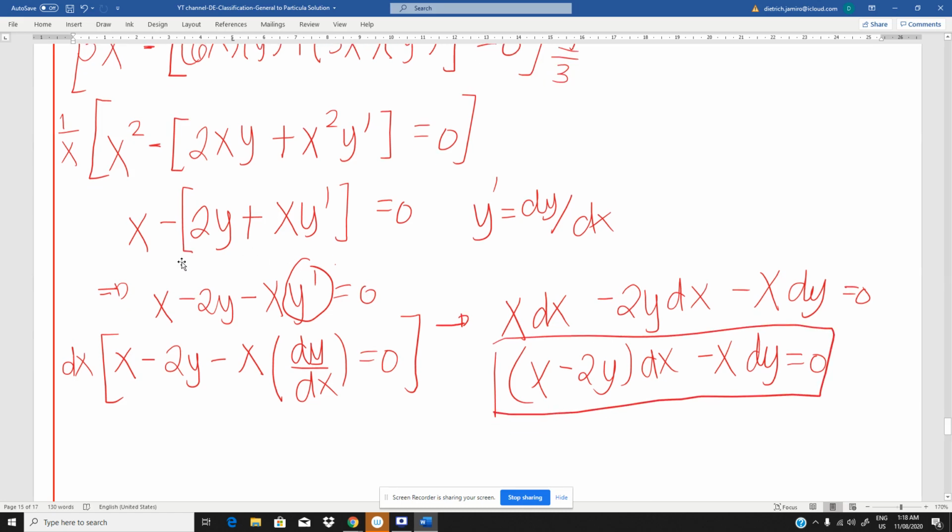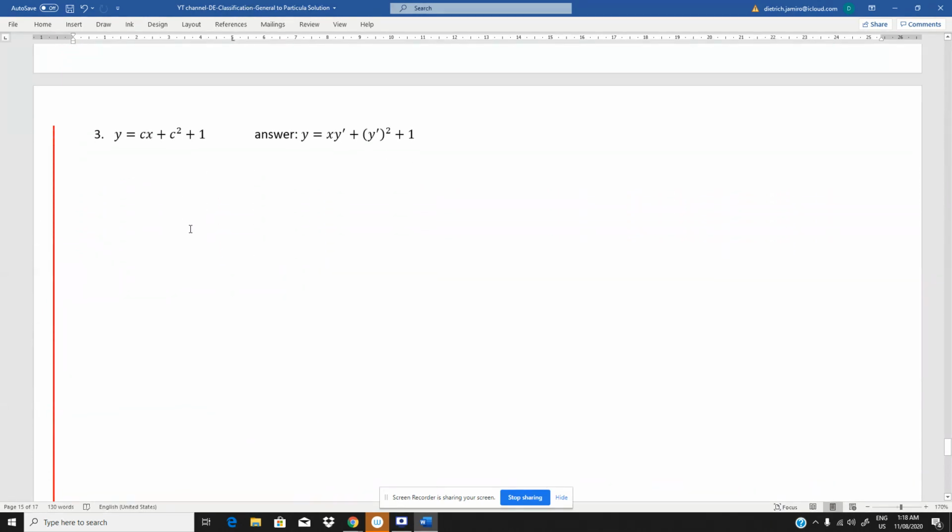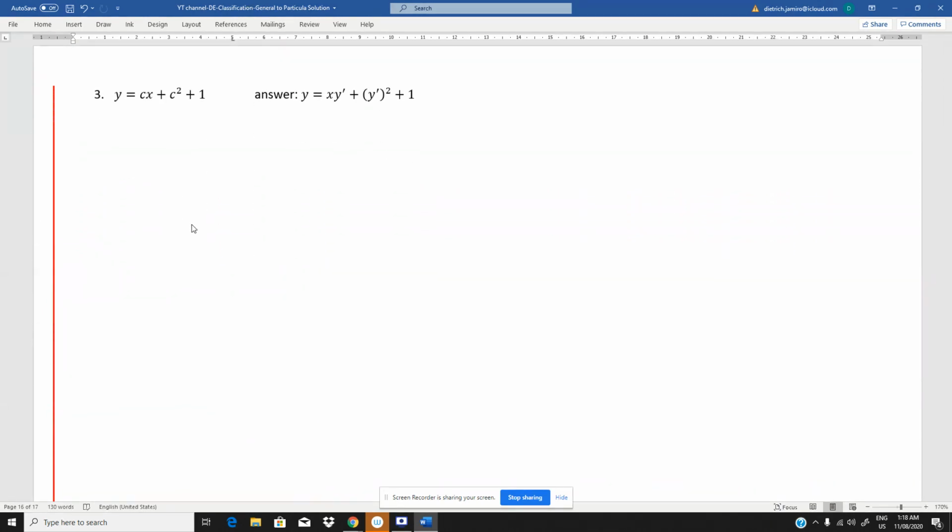Now let's go to our example number 3. We are given that y is equal to cx plus c squared plus 1. Here, as you can see, we have only one arbitrary constant, so we will only take the first derivative. We will have y prime equal to the derivative of cx, which is c, plus the derivative of c squared, which is constant, so that will become 0, plus the derivative of 1, which is also 0. And then we will have y prime is equal to c.